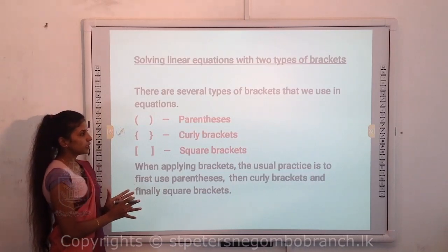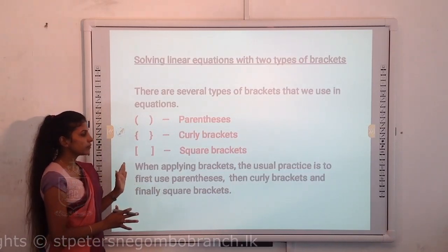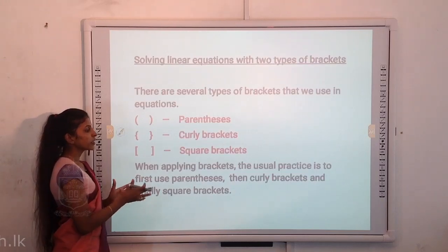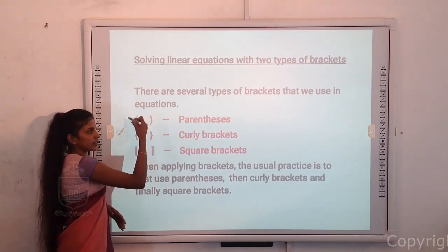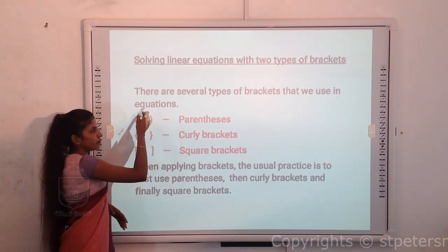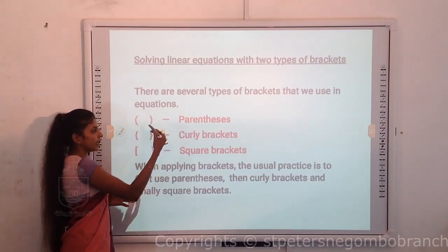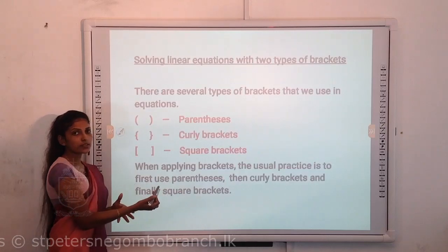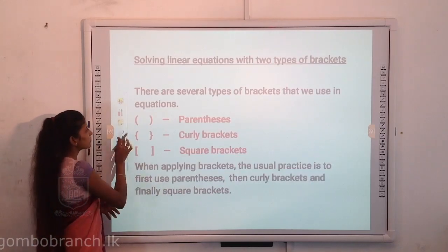What you have to keep in your mind is, when you have these types of brackets in an equation, you always have to simplify starting from the parenthesis. You have to simplify the parenthesis bracket first, then move to the curly brackets, and finally the square brackets should be simplified.